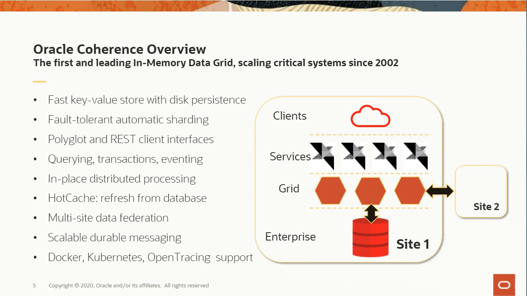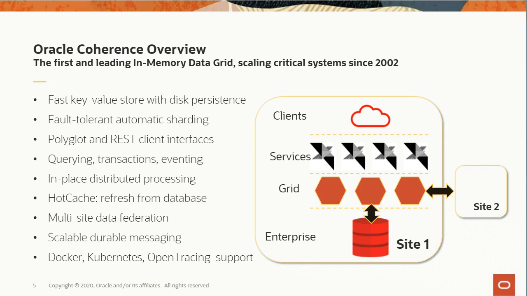So Coherence is a key value store that provides fast access to data with optional disk persistence. We do automatic sharding of the data in a fault-tolerant way so that application code doesn't have to know where a given key value pair lives in a cluster. We have polyglot and REST client interfaces. By that I mean we have native Java, native C++, and native .NET interfaces, plus a REST interface.